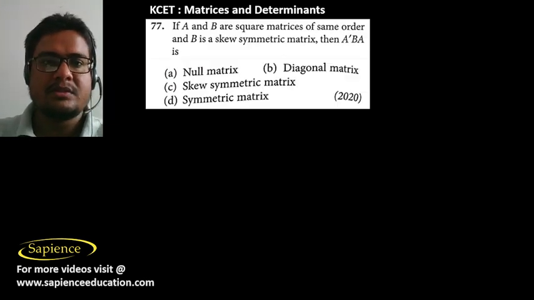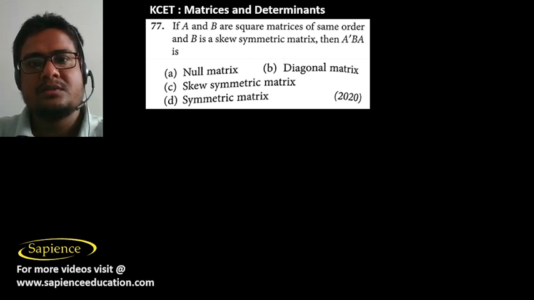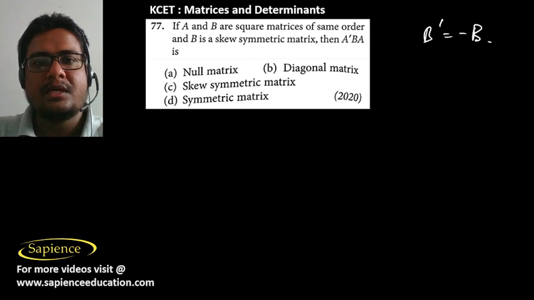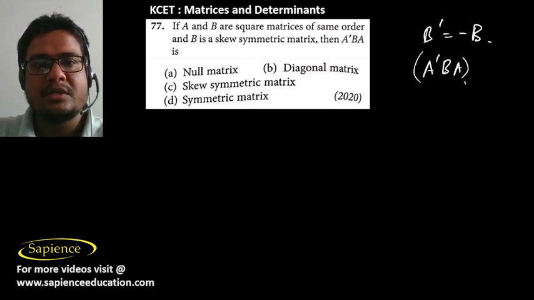Then question number 77. If A and B are square matrices of the same order and B is a skew symmetric matrix, it means that B transpose is equal to minus B, and nothing has been told about the matrix A. We have to find whether A transpose BA is a null matrix, a diagonal matrix, a skew symmetric matrix or a symmetric matrix.